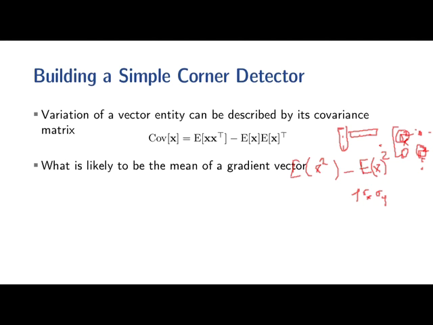In general, if I had lots of data, lots of gradient vectors in the world, if I average them out, what am I likely to get? What's the average gradient direction for a picture or a database of pictures? Yeah? No? Sorry? 0. Why 0?